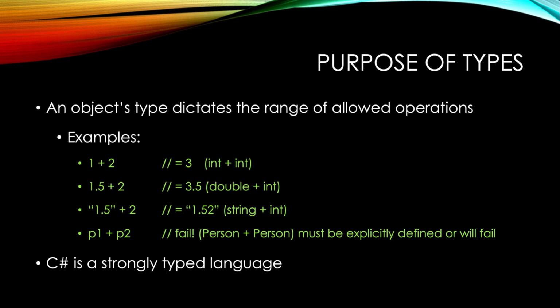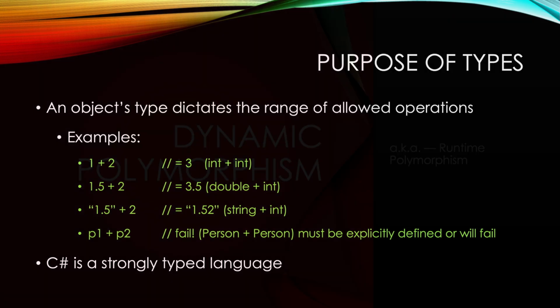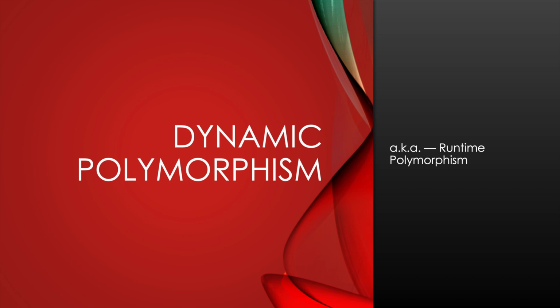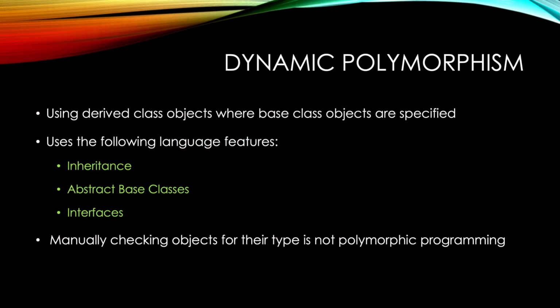Now, let's talk about dynamic polymorphism. Dynamic polymorphism, also known as runtime polymorphism. Dynamic polymorphism simply means using derived class objects where base class objects are specified. It relies on the following language features: inheritance, abstract base classes, and interfaces.